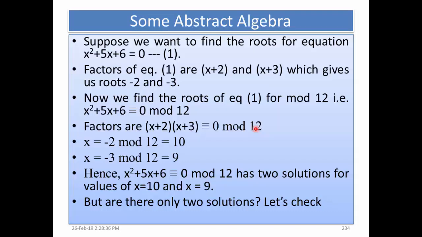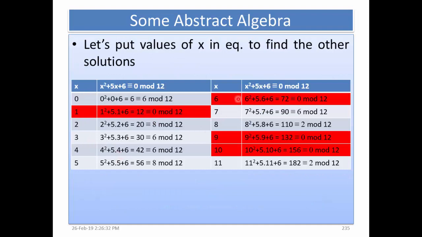So the main difference between normal algebra and abstract algebra is that in normal algebra, we can find these factors by just applying the normal operations of algebra, and whatever factors we get here will be the roots, or the solutions, of the equation. But in the case of abstract algebra, we cannot find them just by factorizing the equation. We have got to put in all the possible numbers, because it is mod 12, so from 0 to 11.